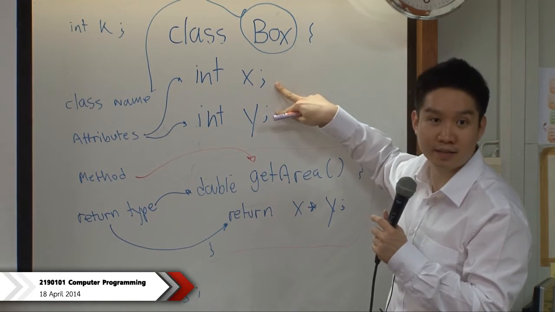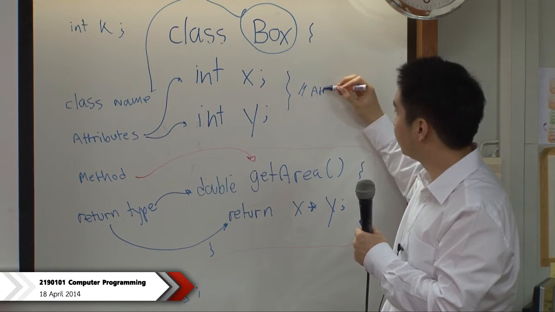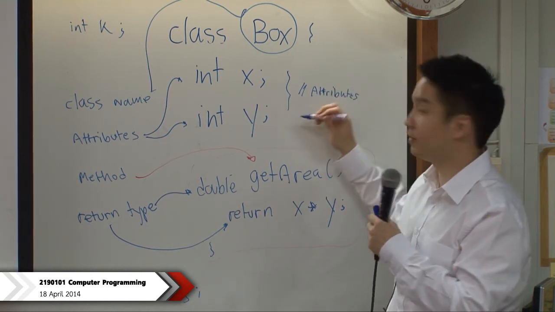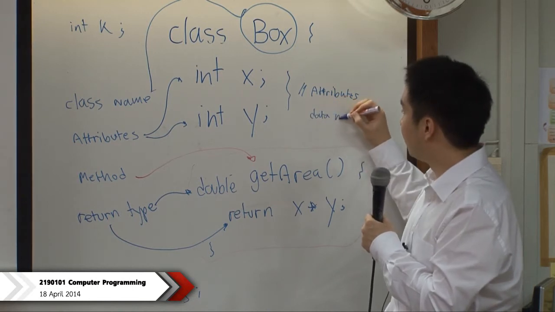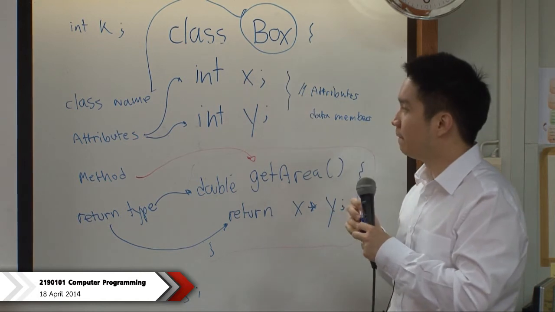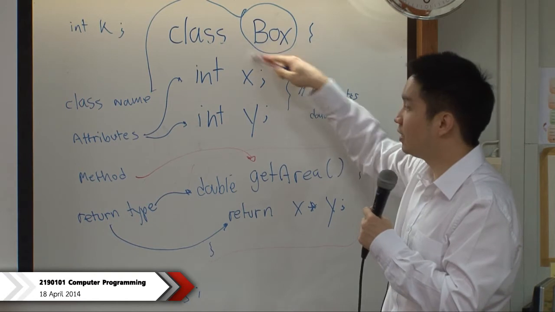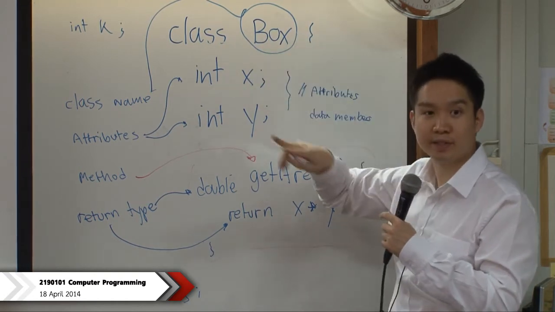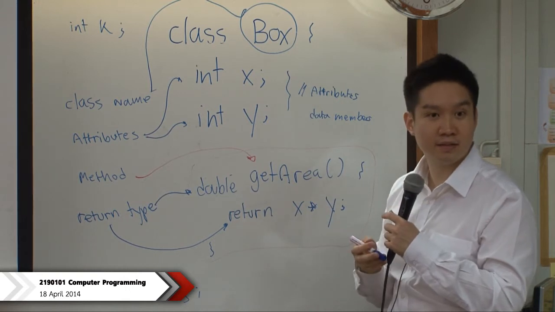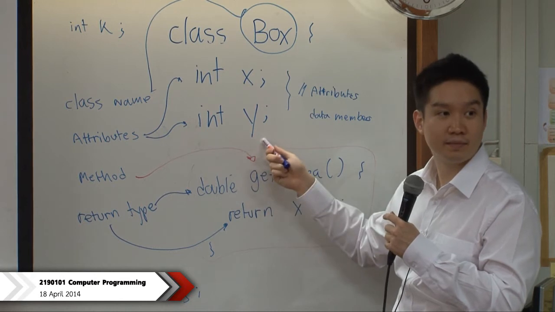Now, was Grit right when he said that the attributes must be these two lines, two statements? He's right. These are called attributes. It has many names. Sometimes called attributes, sometimes called data members. But essentially, it's what the class has. This class, a box, has two attributes, x and y. And the type for those attributes are int, right? Because we declare them here.